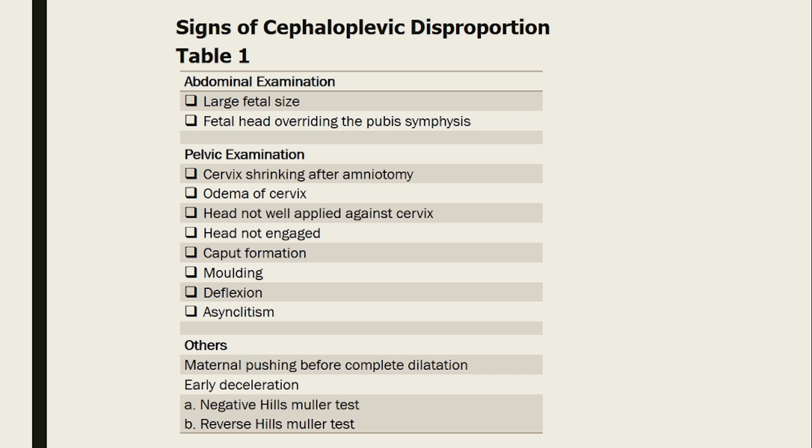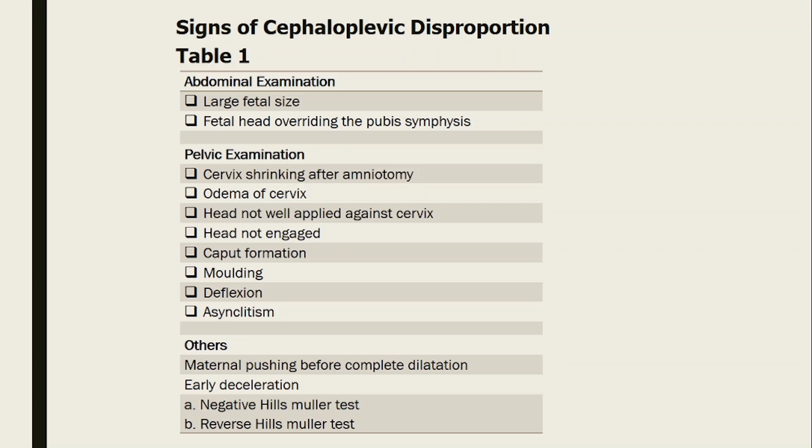You may suspect cephalopelvic disproportion from their size alone, because if the head is big, you can easily suspect it. Fetal head overriding the pubic symphysis, as we have talked about in Mueller's test or in the Morockel approach. When you see that, you can suspect cephalopelvic disproportion. At pelvic examination, when you do your amniotomy, you break the liquor and the fluid comes out, and instead of the cervix, it just shrinks.